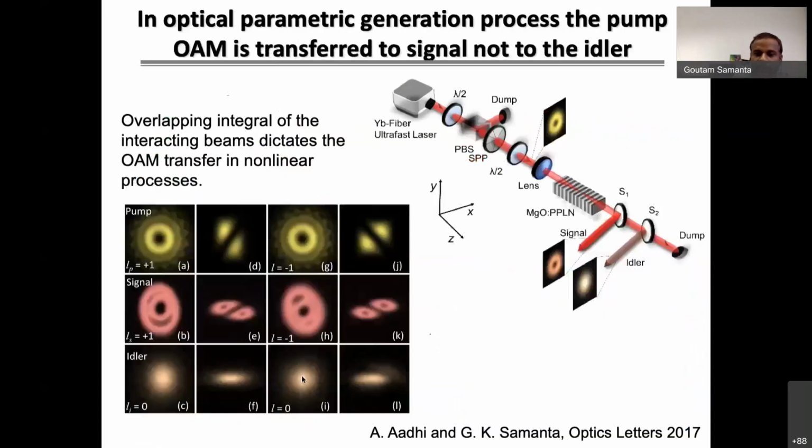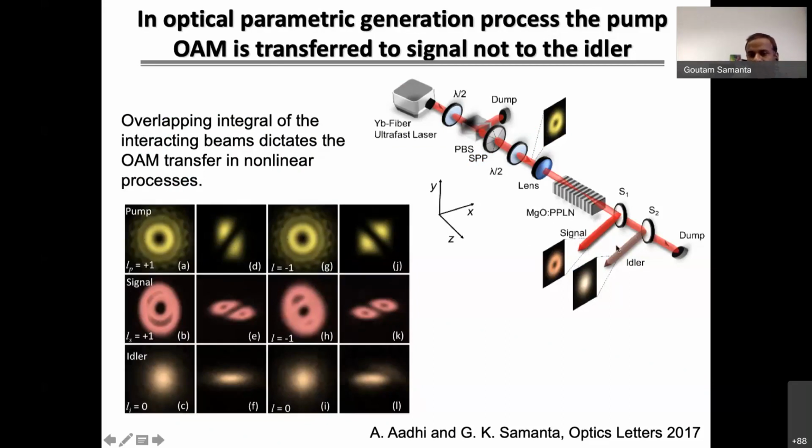We realized this because the idler wavelength is in the mid infrared as compared to the near infrared signal wavelength, and due to this the divergence of the idler is more than the signal. This mismatch in divergence adds additional loss to the process. That's why the easiest transfer is to the signal. That is what we understood: the signal will get it, not the idler.